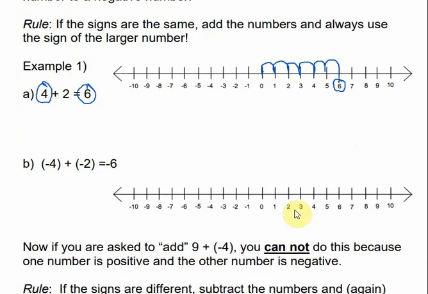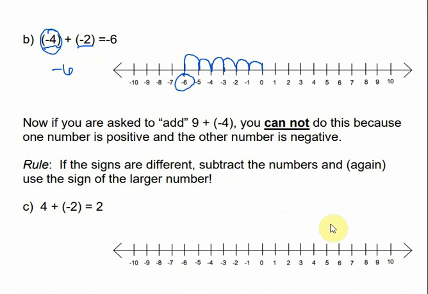Okay, so now let's look at the next example. We have negative 4 plus negative 2. Again, we're going to start at 0 and we're going to go negative 4, which means we're going to go to the left. 1, 2, 3, 4. And then a negative 2, that means we're going to go to the left 2 more spaces, and we end up at negative 6. Now let's look at the numbers again and apply the rules. If the signs are the same, which they are, they're both negative, then we add the numbers. 4 plus 2 is 6, and we use the sign of the bigger number. So it's a negative 6 for our answer.